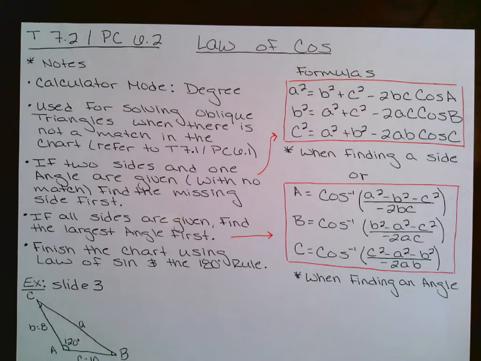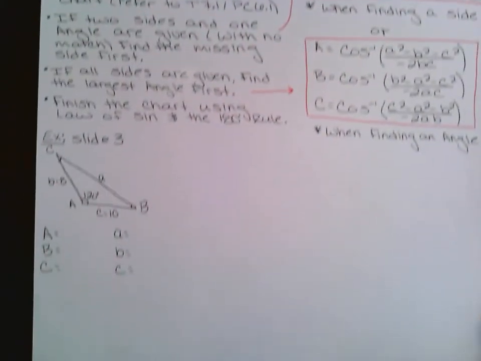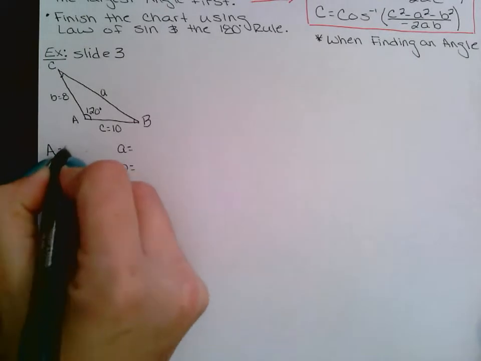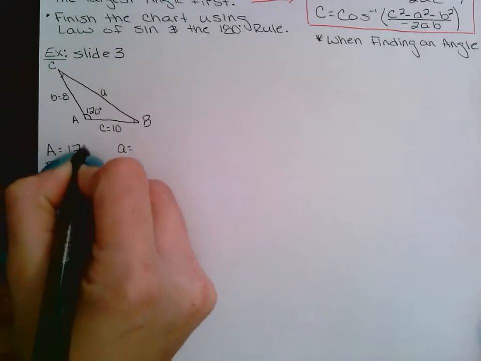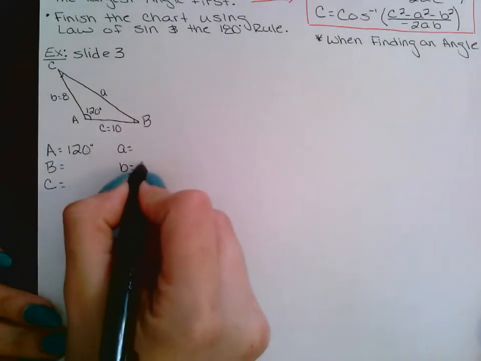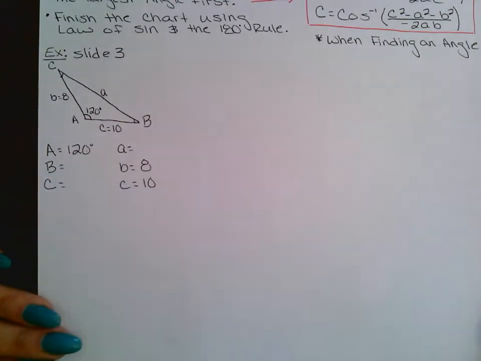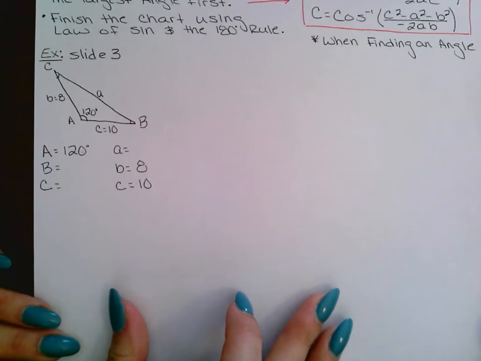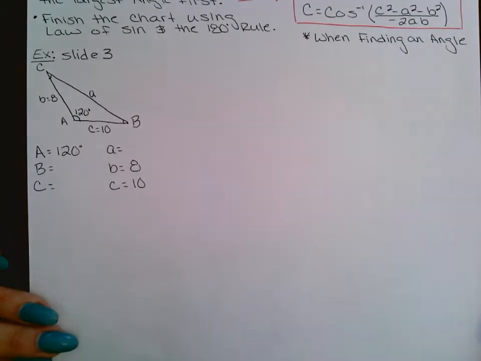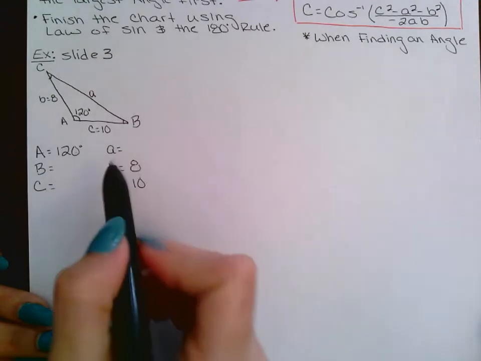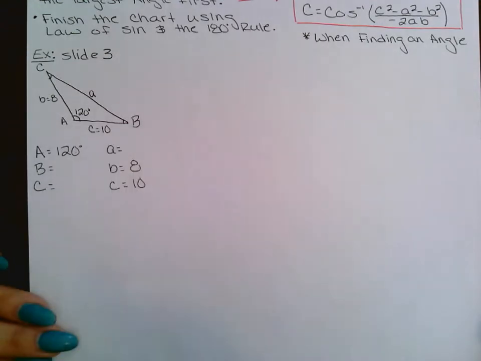So let's check out this first question down here. If I fill out my chart, I have capital A, which is 120 degrees. I have little b, which is 8. And then I have little c, which is 10. If I'm looking at this question on a homework, quiz, or test, I see that I do not have a match. That's what lets me know to use law of cosine. Now, the fact that I have two sides and an angle is what lets me know that I'm going to solve for this missing side first.